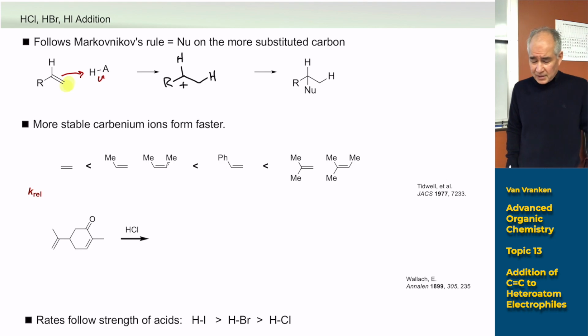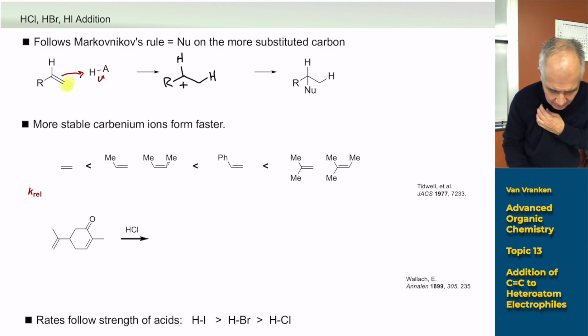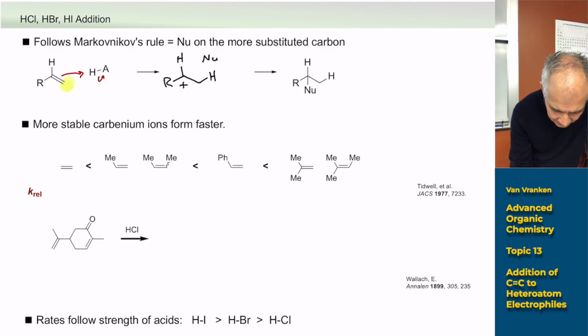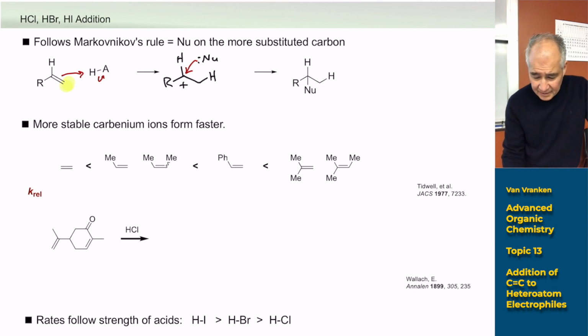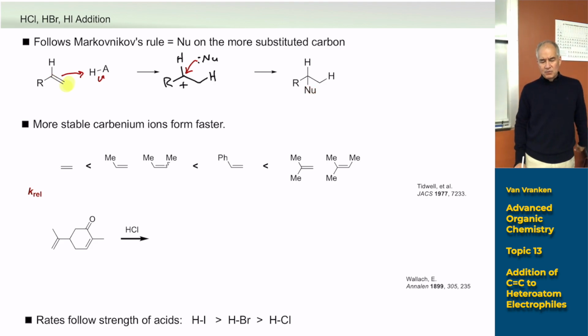So you should have learned this in an introductory organic chemistry course. In the second step of HCl addition or HBr addition, we're going to add the halide anion back in. So it depends on which halogen we're using here. I'll just write the word nucleophile here. But that would be a bromide, a chloride, or an iodide would add back in. And that regiochemistry, where we add the nucleophile to the more substituted carbon over here, we refer to that as Markovnikov's rule.